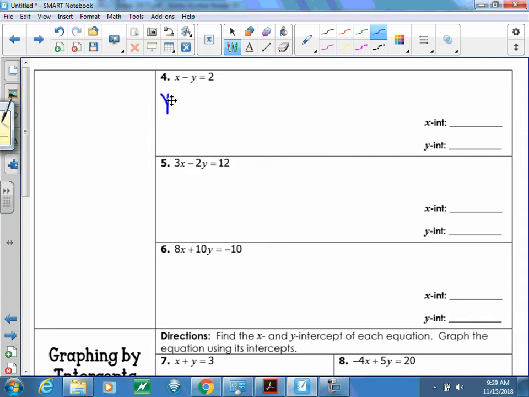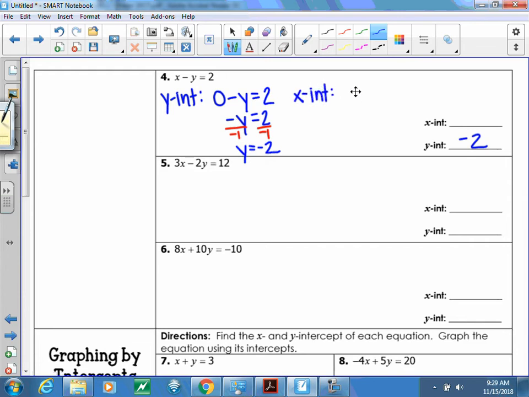So let's go ahead, just like we've been doing, I'm going to find the y-intercept first. So I'm going to set x equal to 0. 0 minus y is equal to negative 2. Well, 0 minus y, that's negative 1y equals negative 2. Divide by negative 1, and we get that y is equal to 2. So our y-intercept is 2.